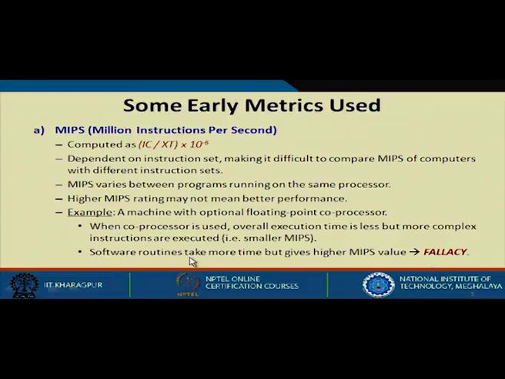In the same way, a software routine takes more time, but it gives a higher MIPS value. Why? Because a larger number of instructions get executed, but the time using a software routine will be much more. So, this is a fallacy. This is a problem here. We are using a coprocessor which makes the entire process faster, but we still get a smaller MIPS. Another approach uses a software routine which gets higher MIPS, but at the same time takes more time as well.